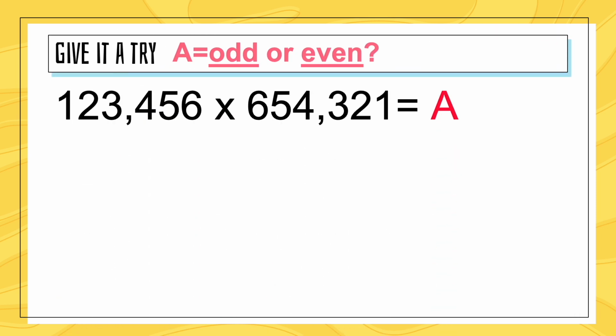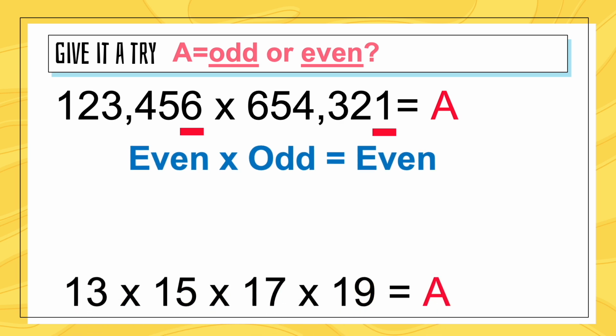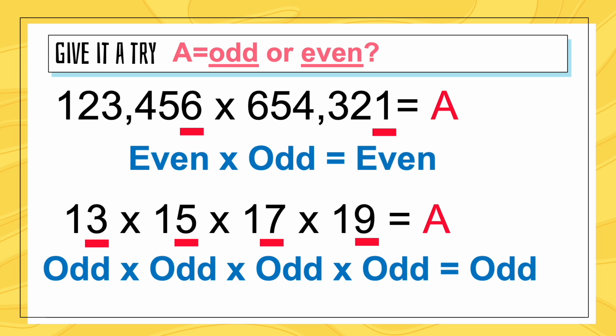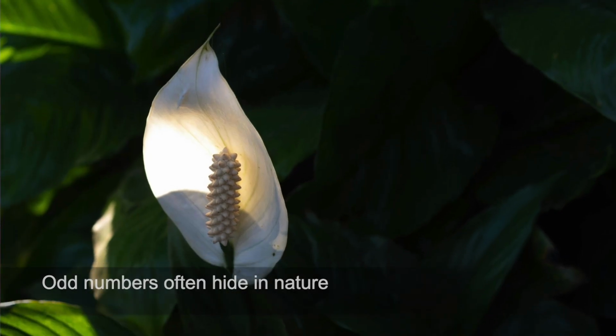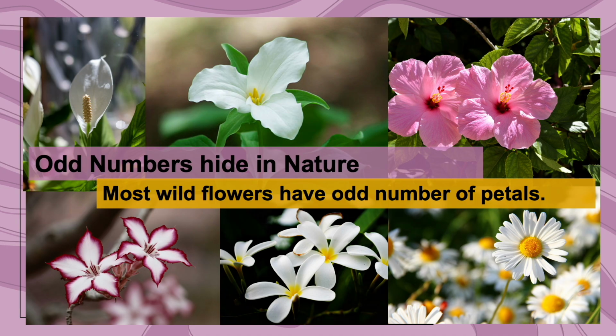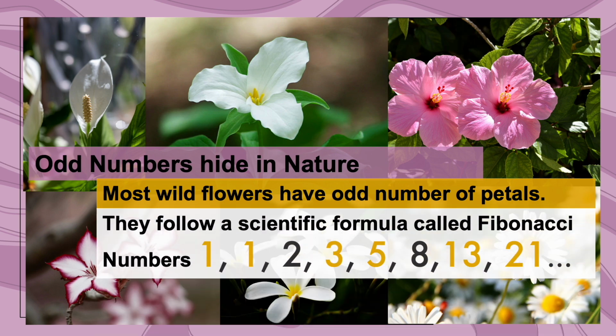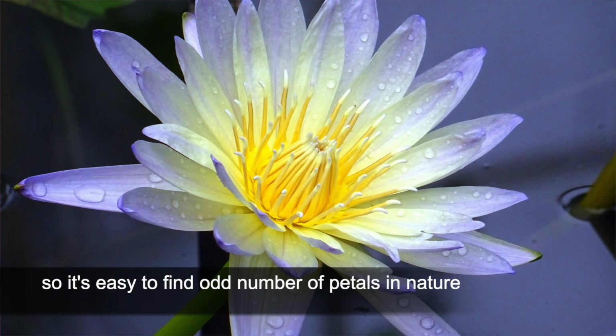Let's give it a try. Is the answer odd or even number? Even times odd, the answer must be even. Odd times odd times odd times odd, the answer is always odd. Odd numbers often hide in nature. What do you see here? Most wildflowers have odd number of petals because they follow a scientific formula called Fibonacci numbers for a better efficiency of growth. So it's easy to find odd numbers of petals in nature.